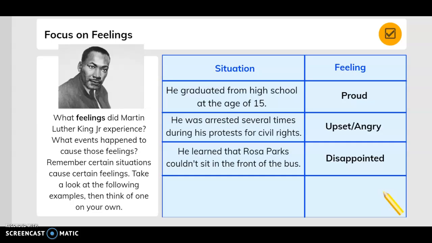Here to the left are the situations, and then to the right are the feelings. The situation: he graduated from high school at the age of 15. His feeling is that he was feeling proud. He was arrested several times during his protest for civil rights. His feeling is he's upset and angry. He learned that Rosa Parks couldn't sit in the front of the bus. He was disappointed about that.